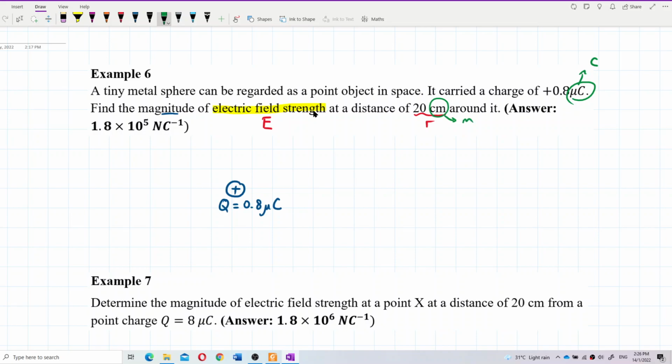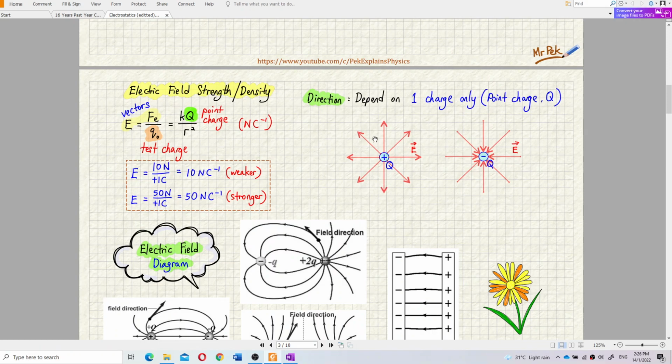So I want to find the electric field strength at, let's say, 20 centimeter away, at this point. Let's say this is a point X. The direction of electric field strength at this point is away from the charge, as you learn in the notes.